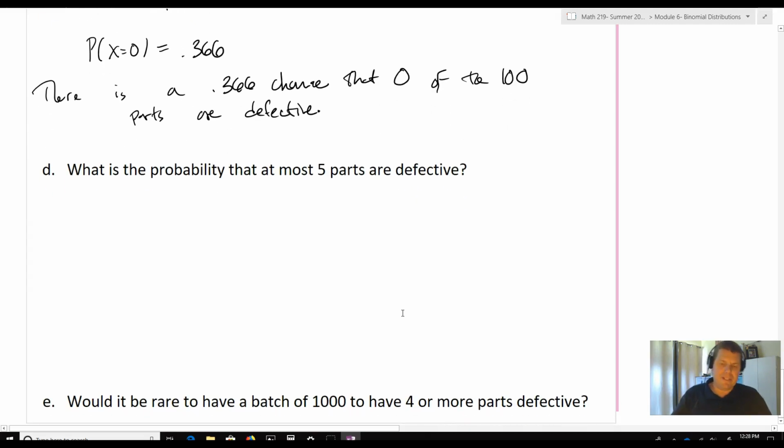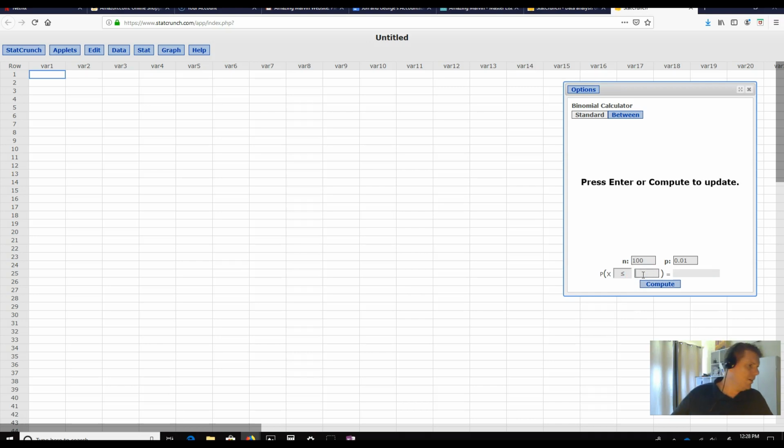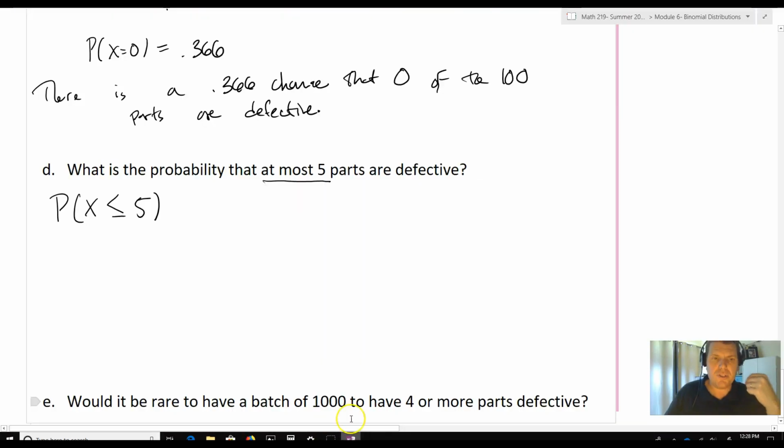Now, for part D, the probability of at most 5, the probability at most actually means x is less than or equal to 5 parts. Okay? And then I would go in and utilize my calculator, standard, at most 5, so that's less than or equal to 5. And that's 0.9994. So it's almost certain. That equals 0.9994.